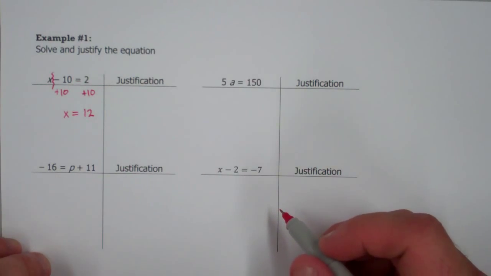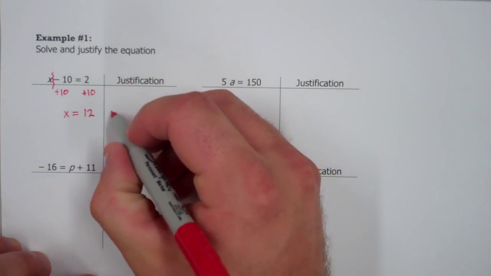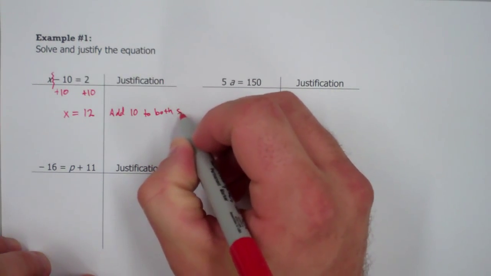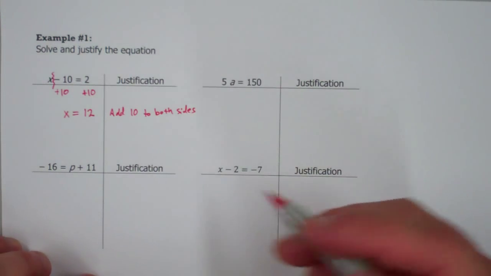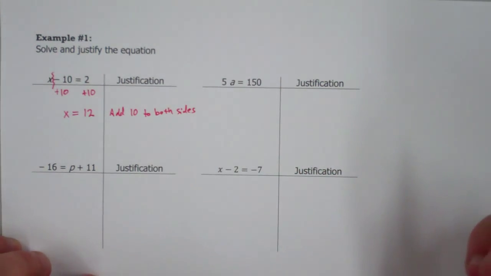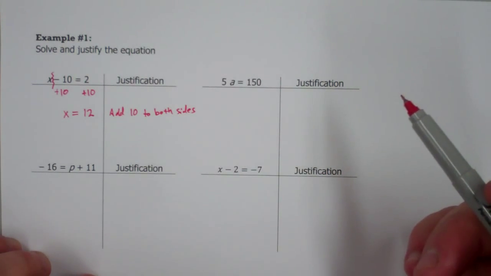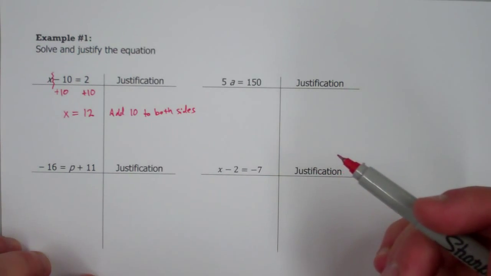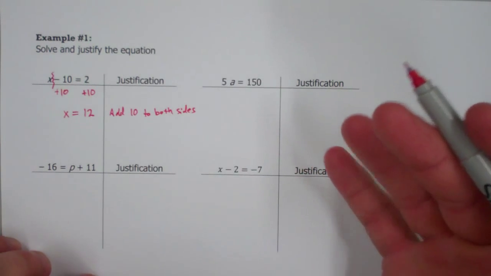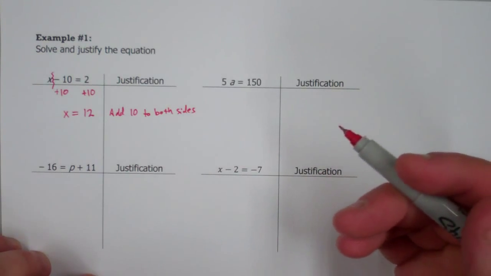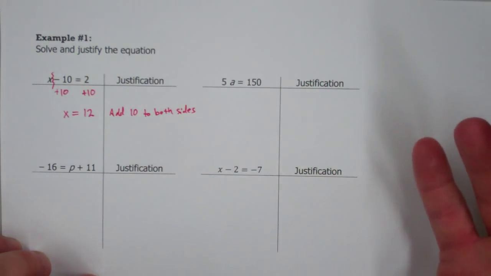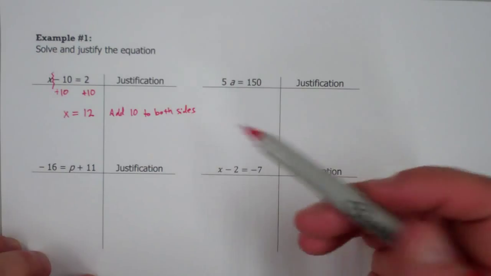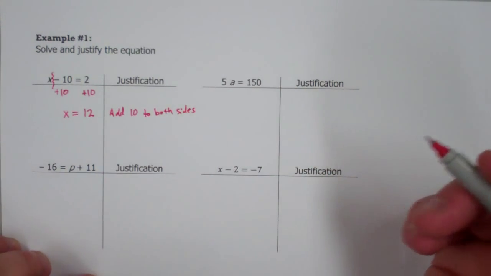Our justification could be a couple things. One, we could write down what we did. So we could put add 10 to both sides. Or, if you're looking for a property, this is the additive property of equality. The additive property of equality simply states if you add the same thing to each side of an equal sign in an equation, then the result will be an equivalent equation. What I mean to say is that if you add the same thing, you'll maintain the balance as long as you add it to the left and the right side. So add 10 to both sides, or the addition property of equality.